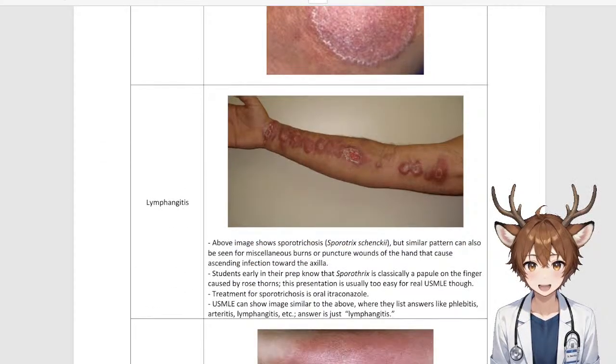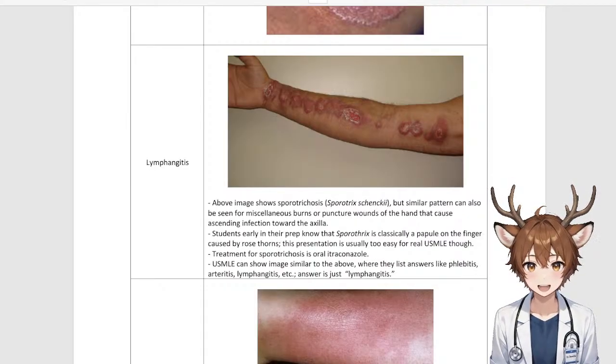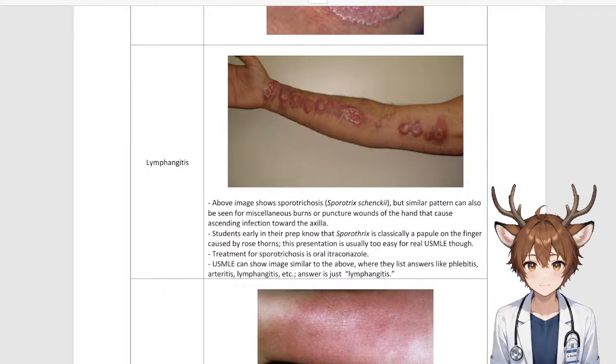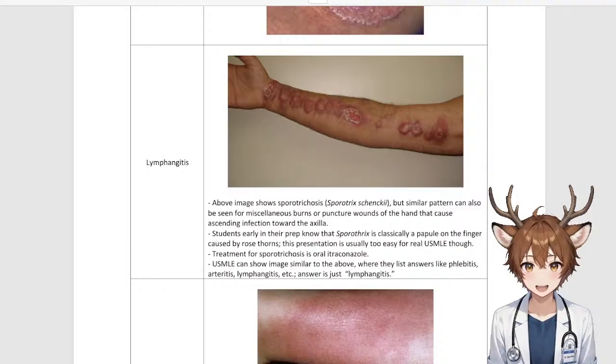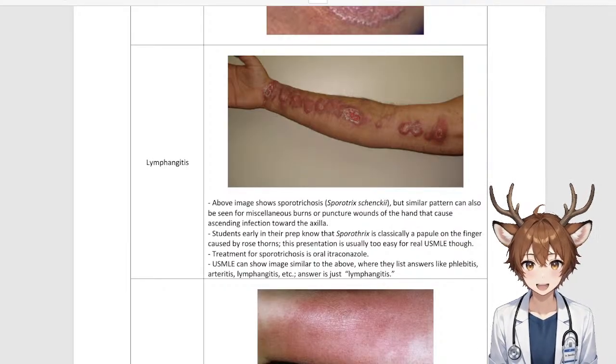Well, that looks pretty bad. We call that lymphangitis. Above image shows sporotrichosis, Sporothrix schenckii, but a similar pattern can also be seen for miscellaneous burns or puncture wounds of the hands that cause ascending infection towards the axilla.